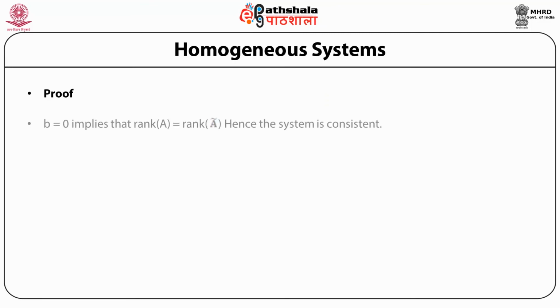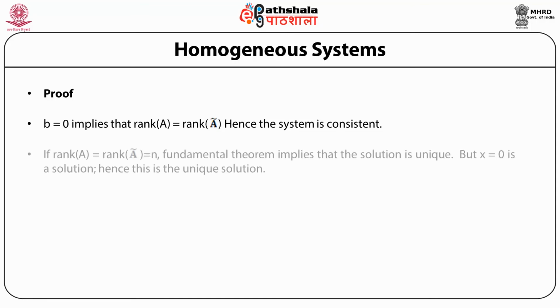First part, B is equal to 0 implies that rank of matrix A is equal to rank of matrix A tilde. Hence, the system is consistent. If rank of matrix A is equal to rank of matrix A tilde is equal to n, then the fundamental theorem implies that the solution is unique. But x is equal to 0 is a solution, hence this is the unique solution. If rank of matrix A is less than n, there are infinitely many solutions, of which one is the null solution.